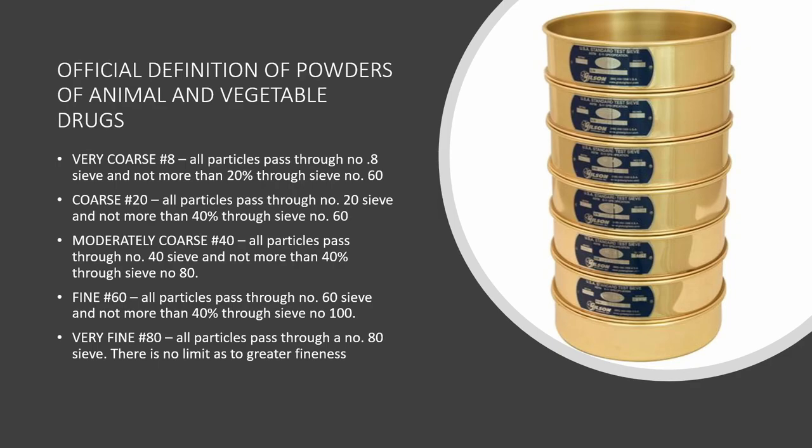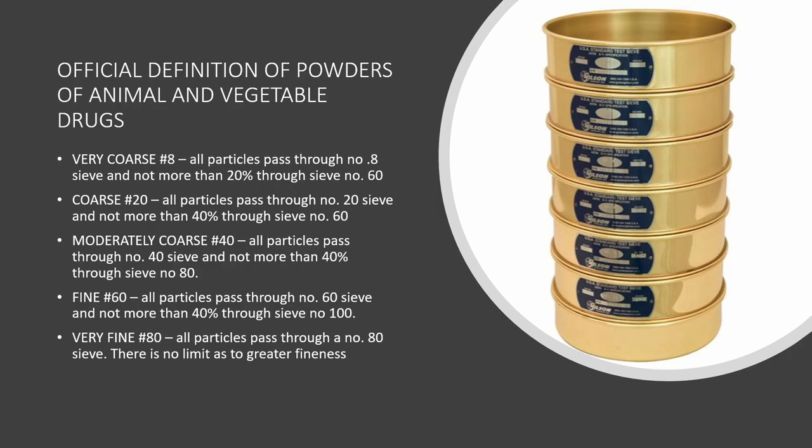So for coarse number 20, all particles pass through number 20 and not more than 40% pass through number 60. So in this case, if you used 100 grams, all 100 grams have passed through number 20 and at least 60% are retained in number 60. So you use actually two sieves at one time stacked together. And the other particles are, you can read them on your own.